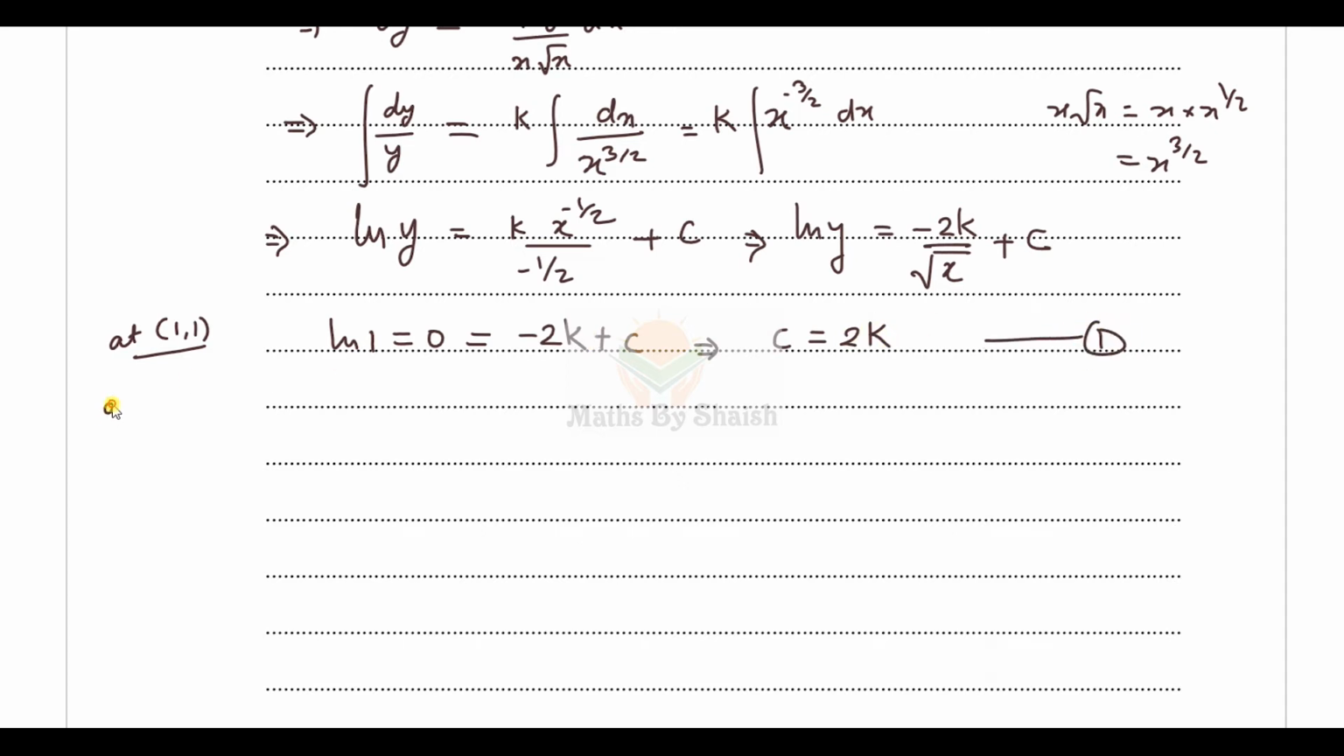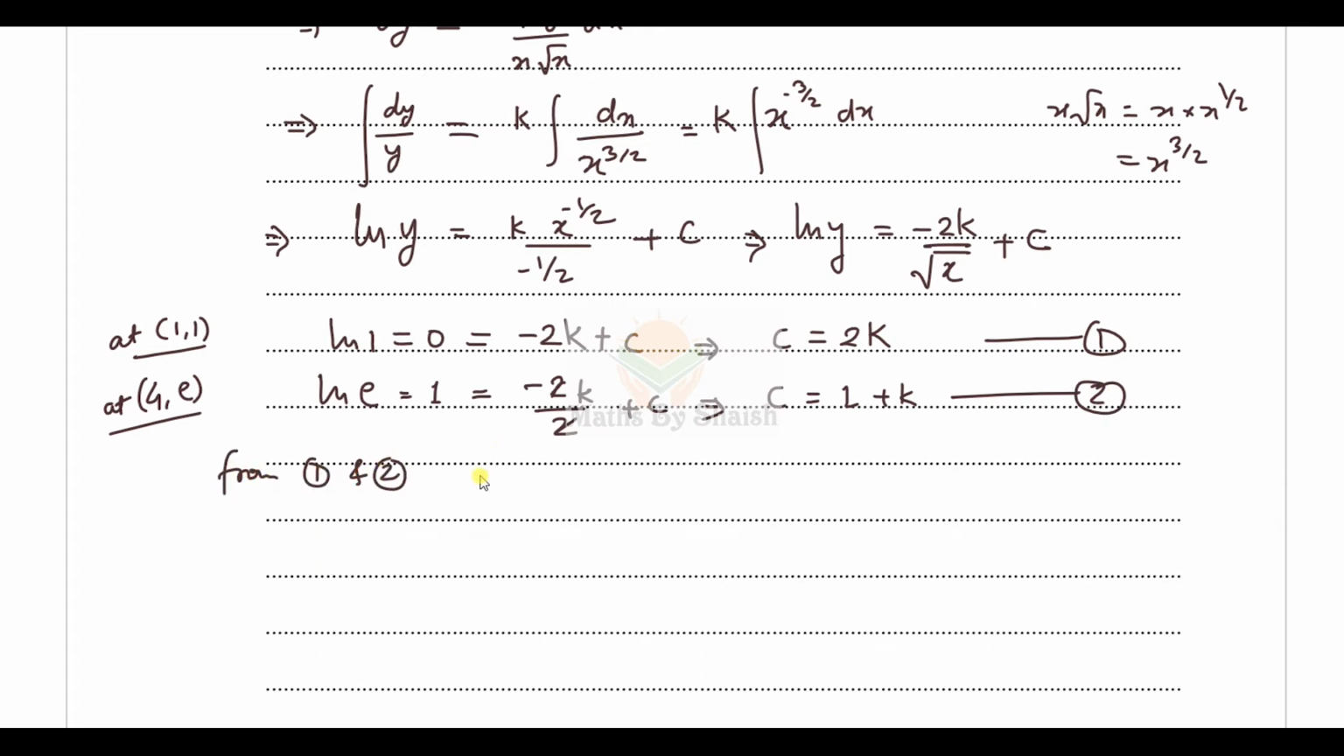And at (4, e) it is ln e is equal to, and we know that ln means log base e, so it is base and value same, so it is going to be 1 is equal to minus 2k over root 4 is 2 plus c. This will give c is equal to 1 plus k. It is equation number 2. So from 1 and 2 we can see 2k is equal to 1 plus k, or we can write directly that k is equal to 1.